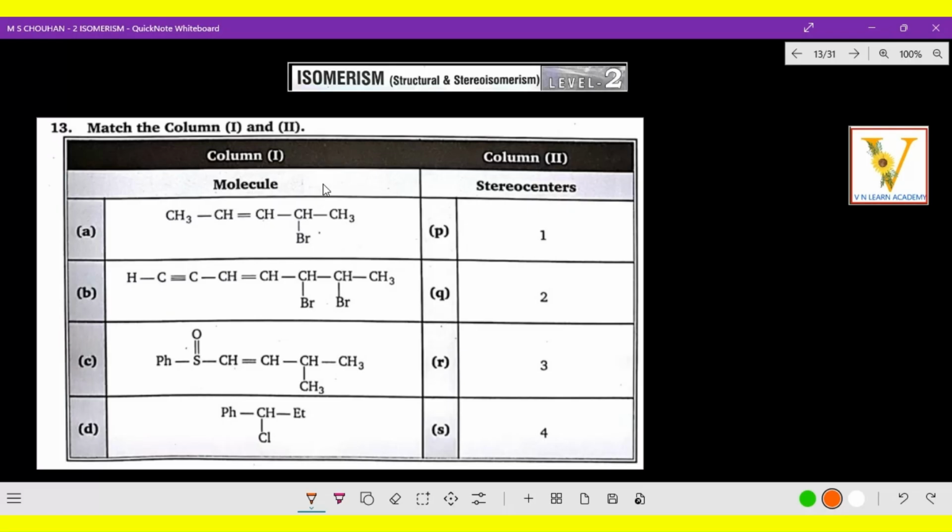Molecule and stereo center. So stereo centers means there is no need to identify stereoisomers. We only have to identify chiral carbon. How many chiral carbons are available? That's all. Now here a double bond is there, so the double bond means it is applicable for GI, that is geometrical isomers.